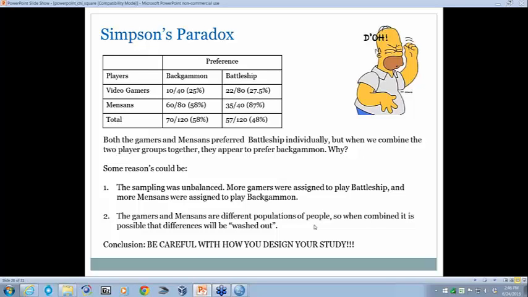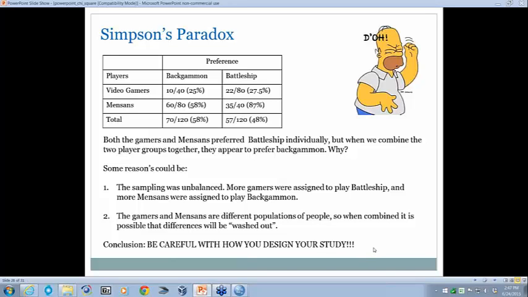So when you're looking at subgroups of a population, your population should have some kind of homogeneity to begin with, some similarities to begin with. Don't make your subpopulations two different things and then try to combine them as if they're all kind of similar. And that's basically what that is. So the conclusion on this: be careful with how you design your study.